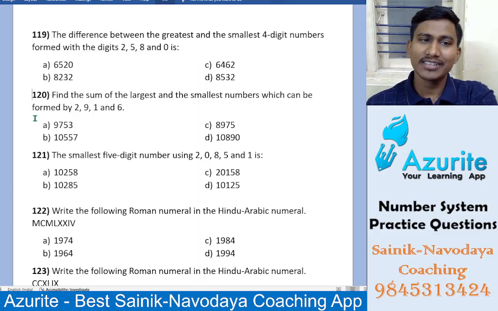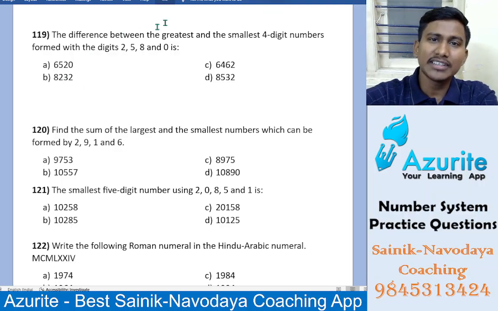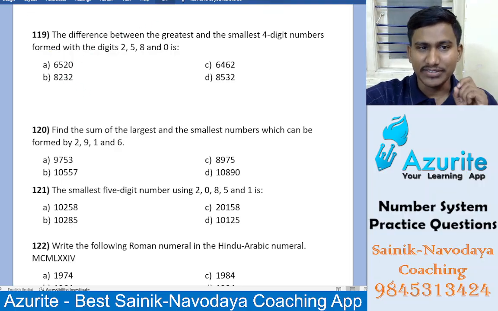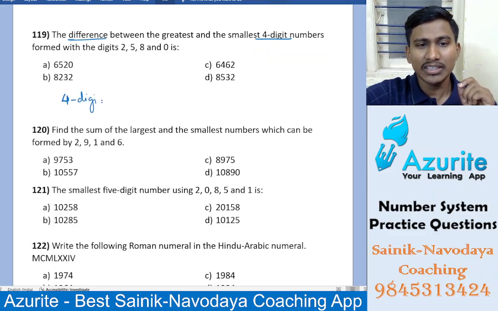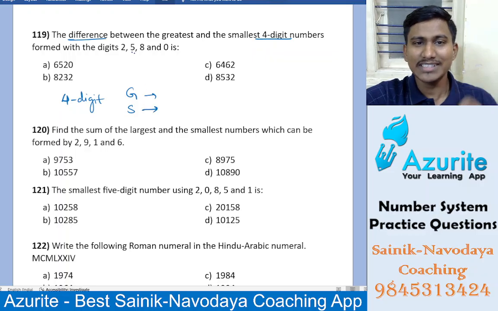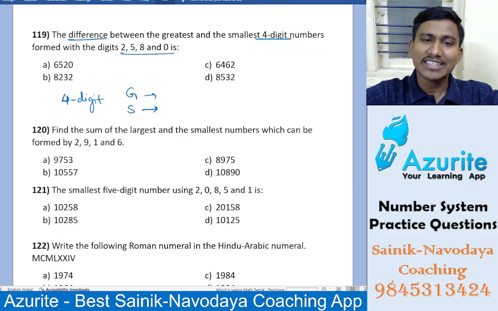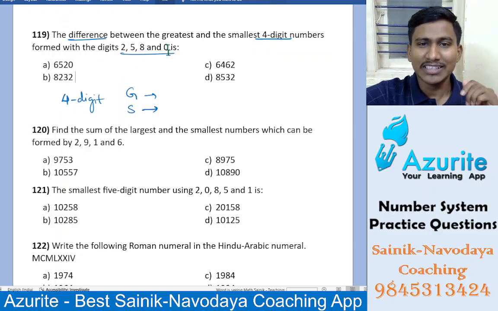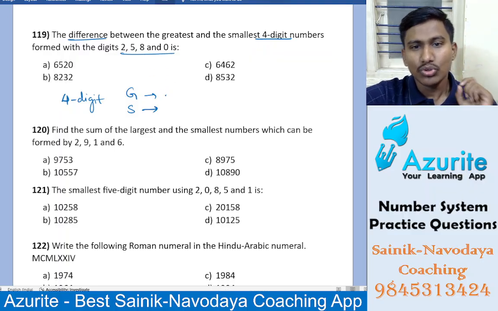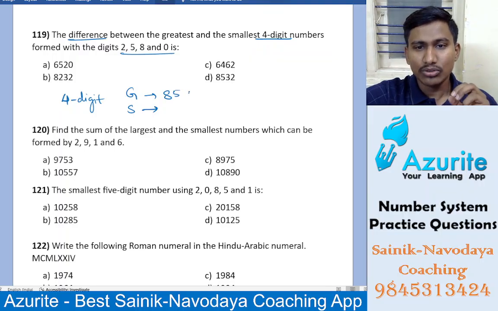So let us write the greatest and smallest number and then we can easily find the difference. So we need 4-digit numbers, the greatest and the smallest, from the digits 2, 5, 8 and 0 here. So write down those digits. If you write it down, what answer will come? Greatest will be 8, then 5, then 2 and 0, and smallest will be 2, 0, 5 and 8.